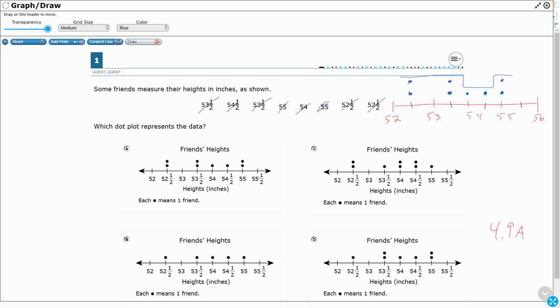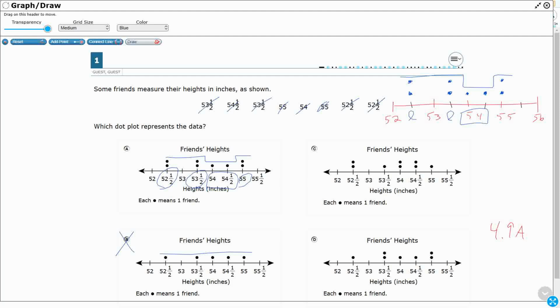And we notice that A at least has the 2, 2, 1, 1, 2. Let's make sure they're in the right spot. So 52 and a half, yes. I've got a 53 and a half, yes. 54, 54 and a half, yes. And then 55. So A looks good. Let's check B. Well, B's not going to work. It's 1 all the way across. So they just did one of each number rather than one for each time that number shows up.